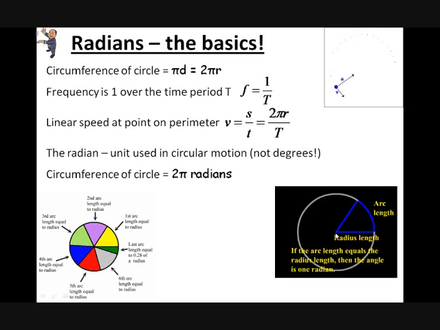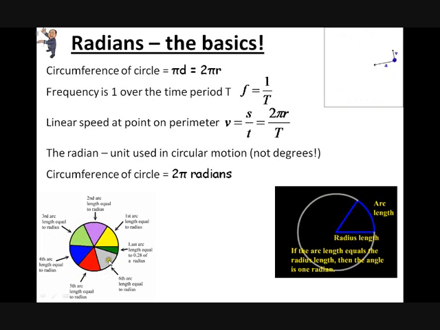A radian is when the radius length, so these are 2 radii, is also equal to the arc length. So when that distance is a radius, that distance is a radius, and this distance is a radius, this angle here is called a radian. From that, you'll be able to see that there are 2 pi radians in a circle, because there are 2 pi radiuses in a circumference.